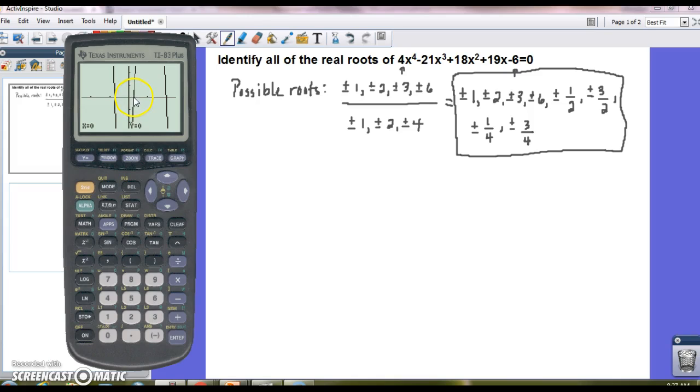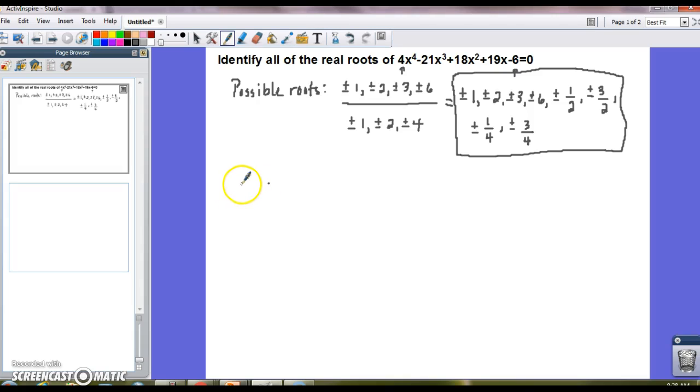This might be 1/2, I'm not really sure. This looks like it goes right through 2, so the 2 could be a root. I'm going to use that knowledge to help me narrow down which numbers I want to try. So I'm going to try 2 because I think that's an easy one to start with. I'm going to do synthetic division.